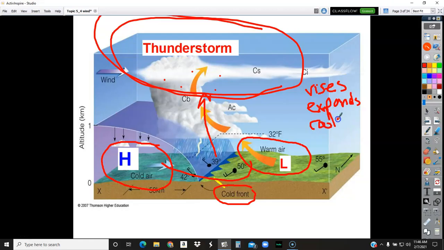And once it cools to a certain temperature, and we'll get into that in another video this week, it reaches what's called the dew point temperature. Dew point is when the air is saturated, and then it goes through the process of condensation.